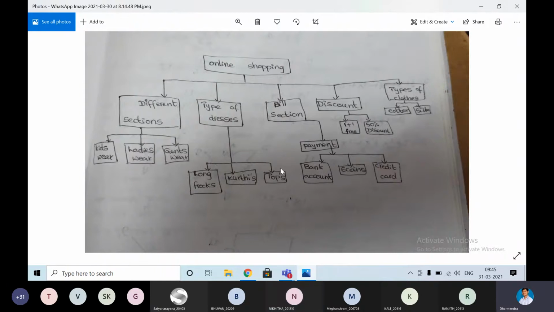Type of dresses, bill section, payment. Okay, good. Discount, types of cloths, cotton, silk, long frocks. Very nice. Where did you get this? First, I checked in Google, sir, and I wrote my own. Okay, very good, very good. It's nice. Thank you, sir.